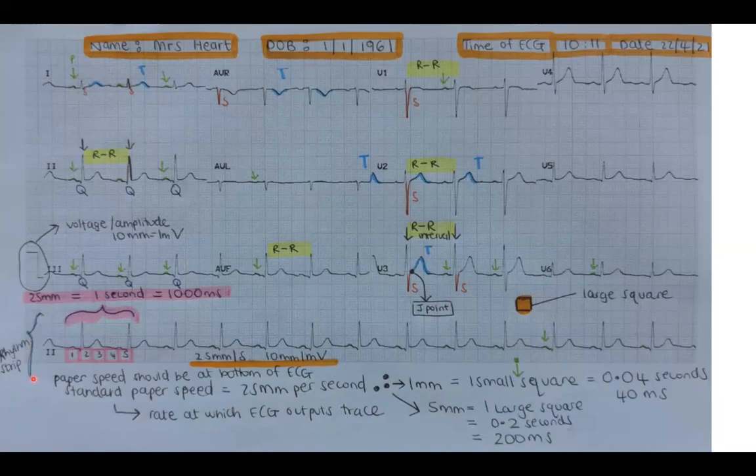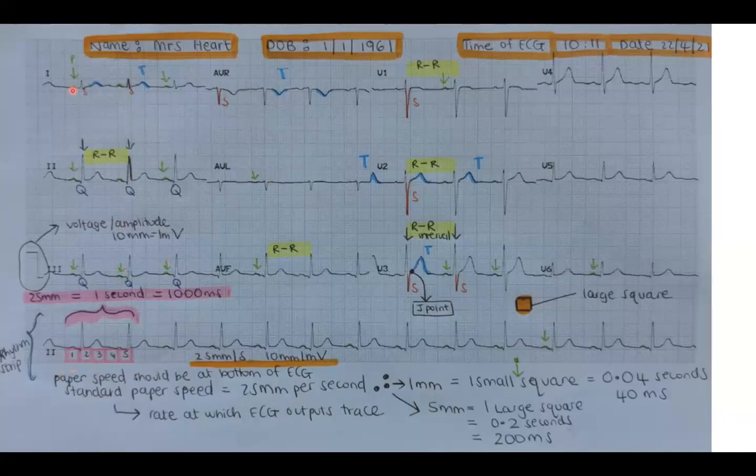And generally your rhythm strip is always with standard lead 2, because like I said before, that shows you the normal vector or current of how the electricity flows from the SA node down the AV node and then down towards the apex.